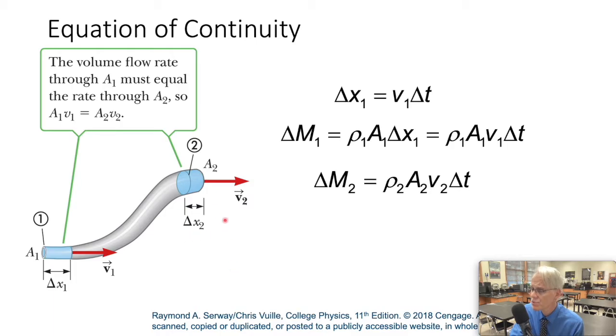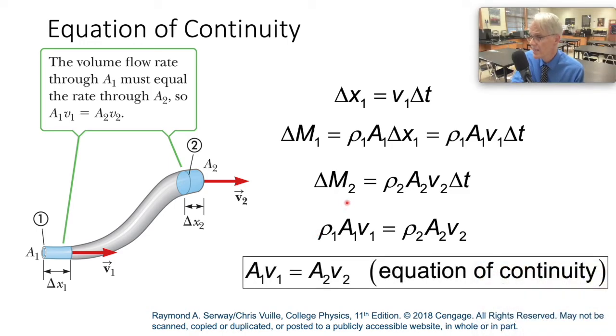Same thing will be true up here at area 2. Now, mass is conserved, so we can equate both of these things together. Since the density is the same, rho cancels out. And that brings us to our equation of continuity. The area 1 times the velocity 1 down here is equal to area 2 times the velocity 2 up here. We will call the area times the velocity the flow rate.